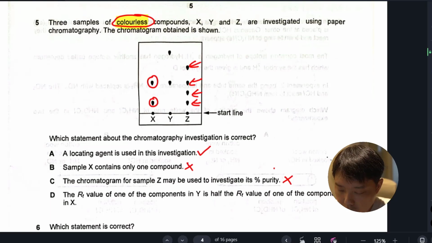Okay, the RF value of one of the components in Y, they say one of the components is half the RF value of one of the components in X. That's not true actually. If you look at it, the best case scenario is where you have this spot here is the same RF value. There's no RF value in Y that is like twice the RF value of the components in X. So this statement is simply not correct. So our answer here is A.